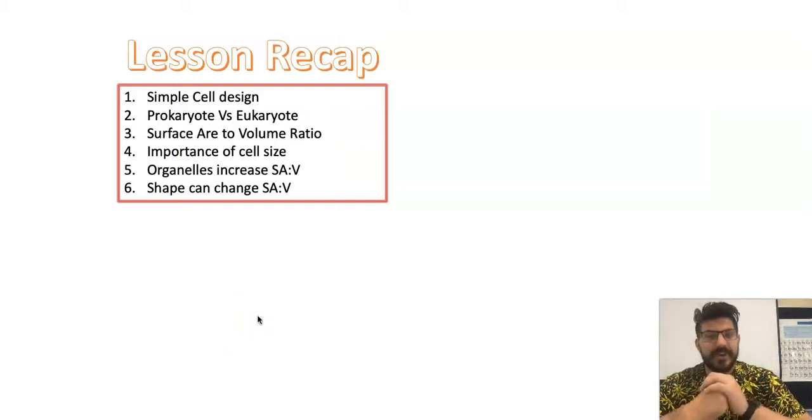So we're up to the lesson recap time. We've gone over that simple cell design being the prokaryote. We looked at prokaryote versus eukaryote, the importance of cell size and surface area to volume ratio, and how exactly organelles and cell shape can increase surface area to volume ratio.